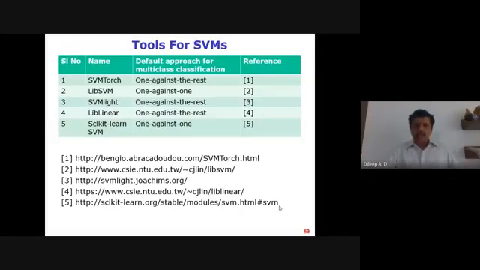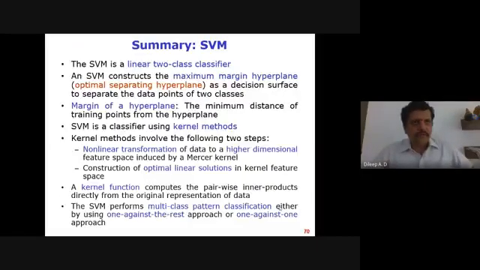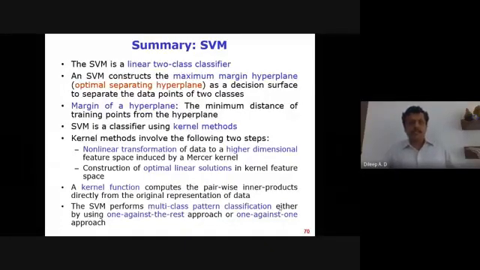Okay, so just to summarize, an SVM is a powerful classifier, which is a linear 2-class classification method. Basically, it tries to construct the maximum margin separating hyperplane. This is nothing but the optimal separating hyperplane. Here we define the margin as the minimum distance of any example from the hyperplane.